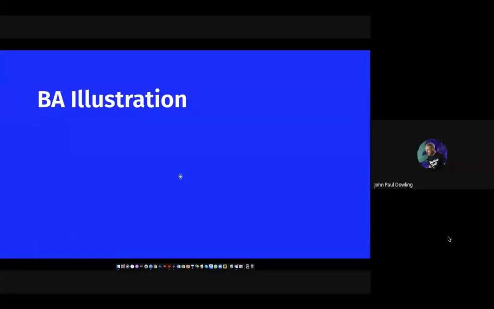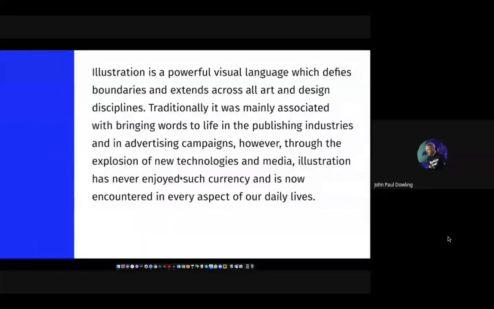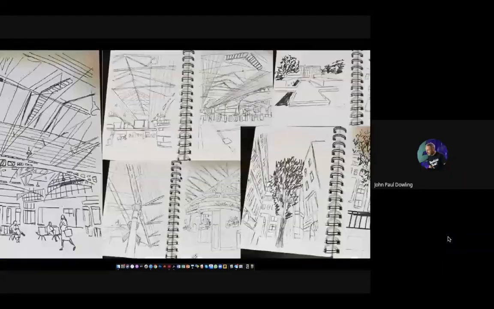BA Illustration. Our course ethos is that we see illustration as a powerful visual language which defies boundaries and extends across all art and design disciplines. Traditionally, it was mainly associated with bringing words to life in the publishing industries and in advertising campaigns. However, through the explosion of new technologies and media, illustration has never enjoyed such currency and is now encountered in every aspect of our daily lives.